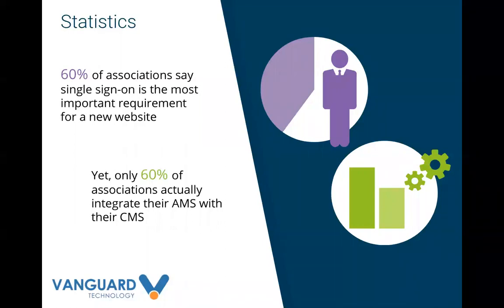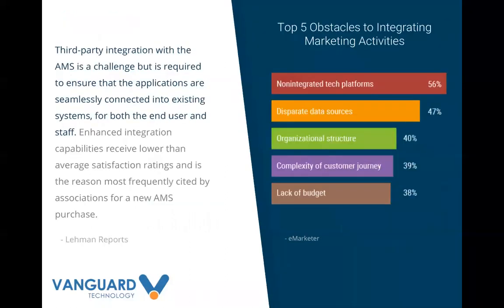Now, the interesting thing about that, though, Tom Lehman with the Lehman Reports does an association management software satisfaction survey every year. He actually found that only 60% of the associations he surveyed even have their AMS integrated with their content management system and their website, which we found was a really interesting stat. It's such an important thing, but not everyone is universally doing that. Tom actually goes on to say that third-party integration is a challenge, but it's required.